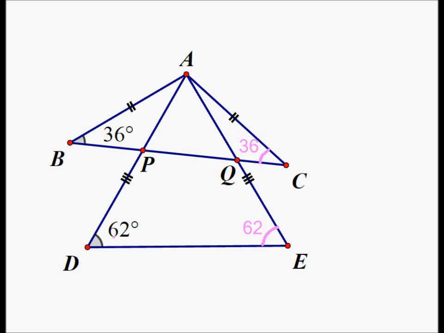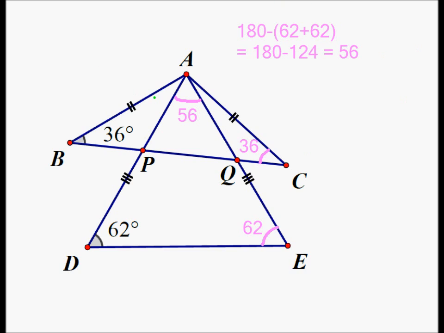Now, if this is 62, this is 62, we know the sum of the three angles of a triangle is 180. If we subtract 62 twice from 180, we are going to get the measure of this angle. Let's do it here. 180 minus 62 plus 62 is 180 minus 124, which is going to be 56. So this is 56.